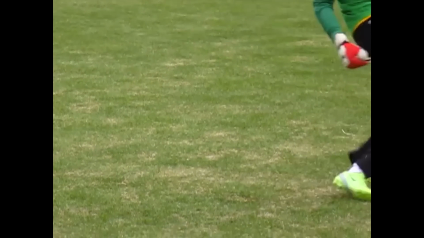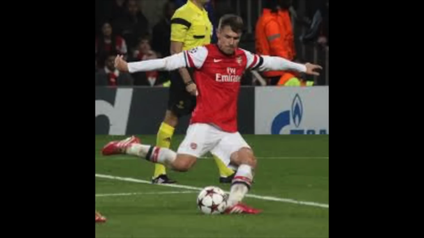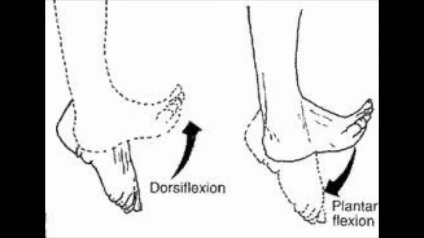For a goal kick, your foot needs to be pointed downwards towards the ground to kick the ball with the laces. This means the ankle goes through the movement of plantar flexion. But when you first set up the kick, your foot is flat or slightly facing upwards, which means it's doing the movement of dorsiflexion. Because of this, it makes the tibialis anterior the prime mover.